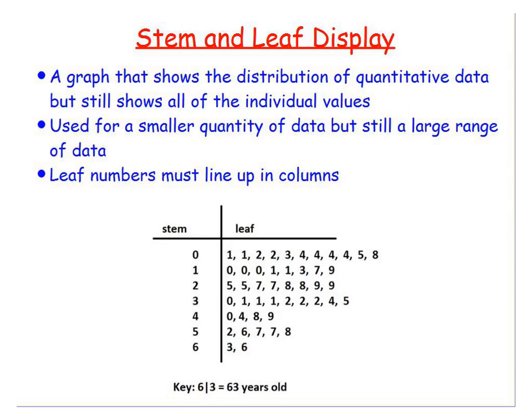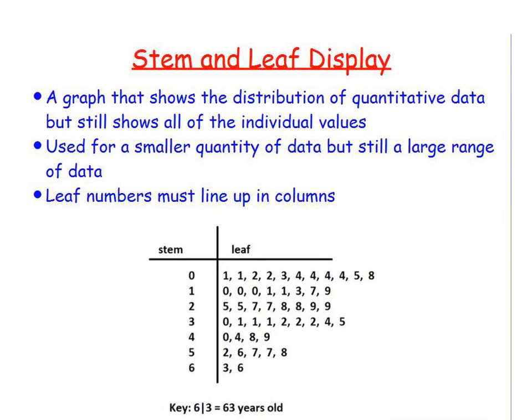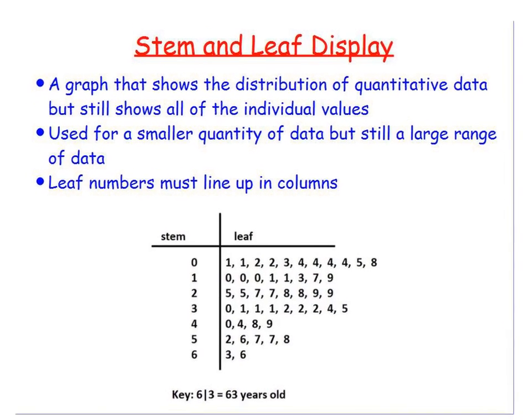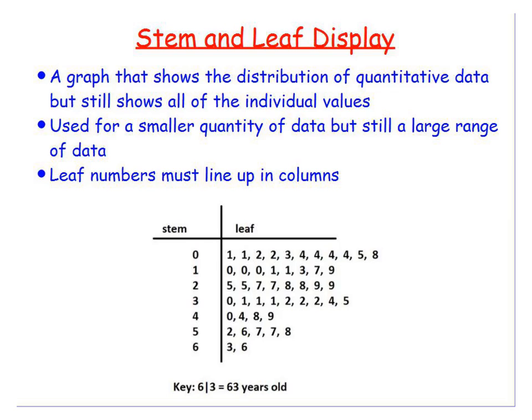So your stem is always your first digits. And your leaf is always your last digit. That's an important thing. Your leaves can never be more than 1 digit. Your stem can be, but your leaves cannot. So if it's a decimal, if it's something like 3.75, you're going to have to get rid of this 5. You can only use the 7.